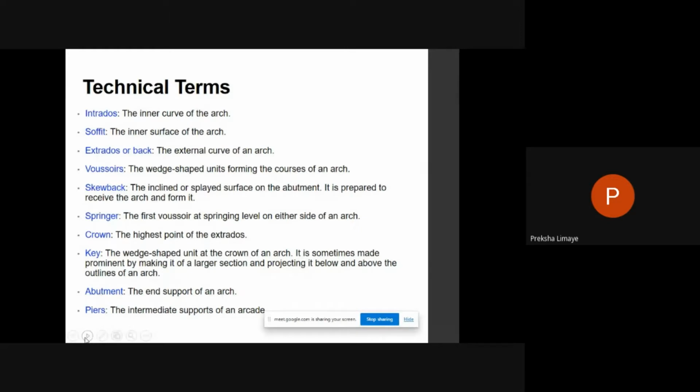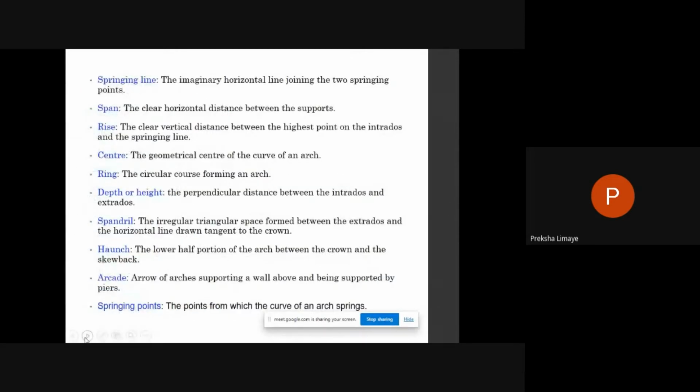It is sometimes made prominent by making it of a larger section and projecting it below and above the outlines of an arch. Abutment, the end support of an arch. Piers, the intermediate supports of an arcade. Springing line, the imaginary horizontal line joining the two springing points. Span, the clear horizontal distance between the supports. Rise, the clear vertical distance between the highest point on the intrados and the springing line. Centre, the geometrical centre of the curve of an arch.